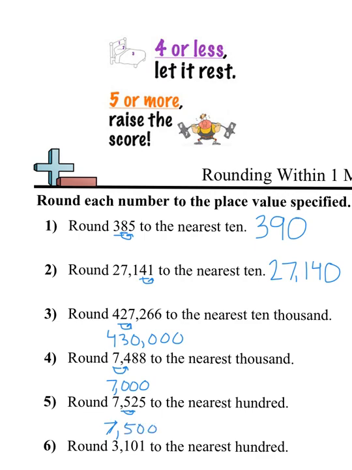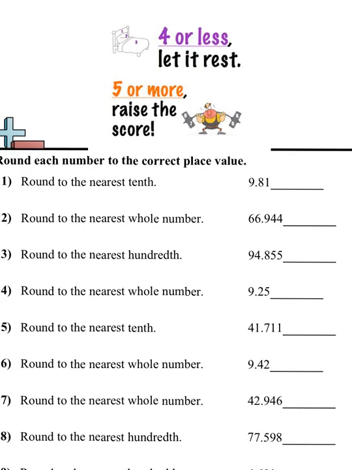Okay, let's turn our paper over now. Take a look at the other side, which is rounding to decimal place values. Now, this is essentially the exact same process as rounding to whole numbers. We're just focusing on decimals now. So number 1 says round to the nearest tenth.